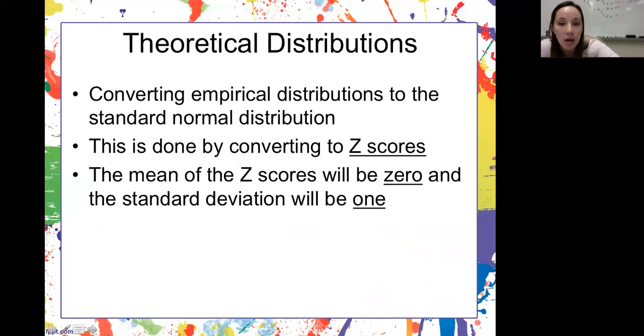So here we're talking about converting our raw scores to z-scores. So converting empirical distributions to the standard normal distribution. This is when we have our raw data from an empirical distribution and we use our theoretical distribution, the normal curve, to come up with probabilities. So we do this by converting our raw data into z-scores. And as a review, the mean of our z-distribution is always 0, and our standard deviation units move in units of 1.